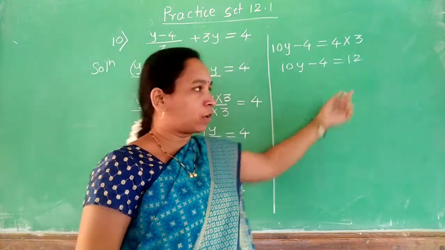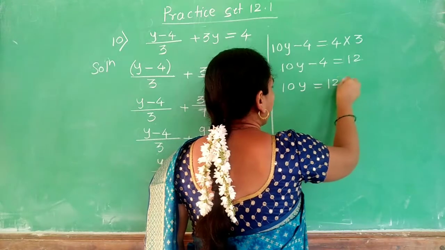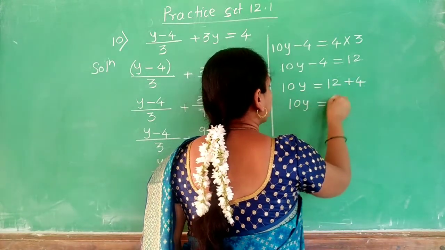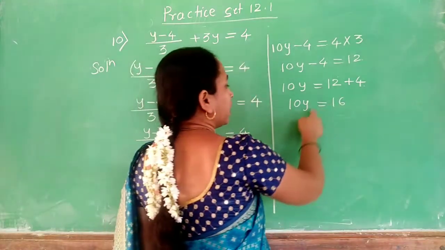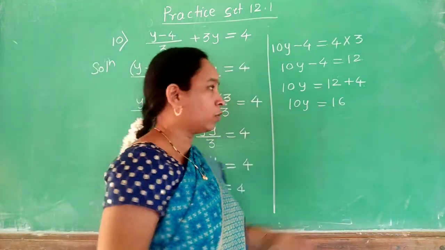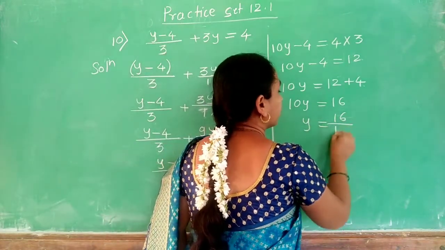Minus 4, shift on that side. So 10y is equal to 12 plus 4. 10y, we will get the answer 16. Now 10y, 10 is in multiplication. Again, if you transfer it here, it will go in the division. So y is equal to 16 upon 10.